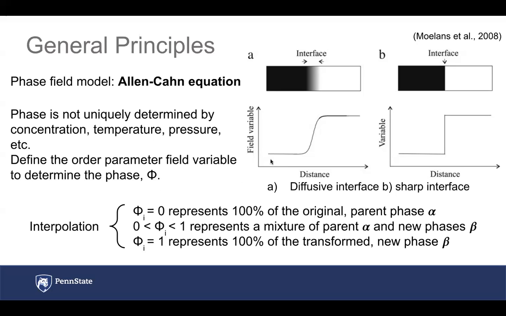For phase A, the order parameter is equal to 0, and here it represents 100% of phase A. And when the order parameter is equal to 1, it represents 100% of phase B. So between 0 and 1, the order parameter represents a mixture of phase A and phase B, which is basically the interface. So next slide.